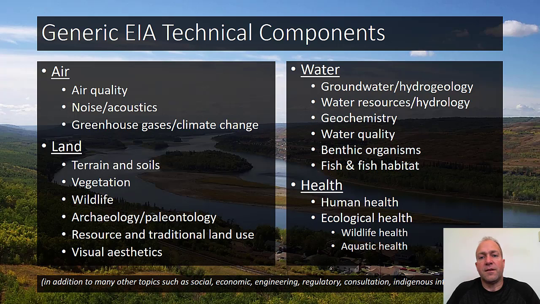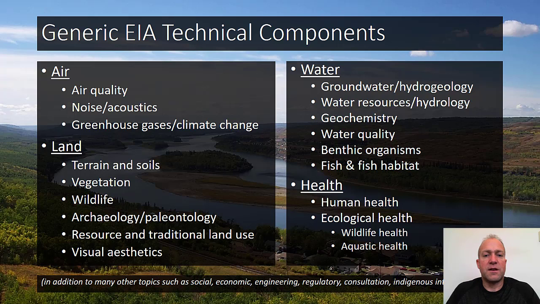So the final category is health, and the health component looks at all of the results from the previous other disciplines. So in other words, any air and water discharges will have some effect on human health, ecological health, wildlife, and aquatic. And so the health components typically are known as a human health or ecological risk assessment, and these components will look at any changes from the previous components. And we'll talk a little bit more about that when we talk about linkages.